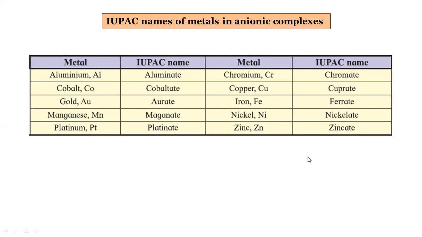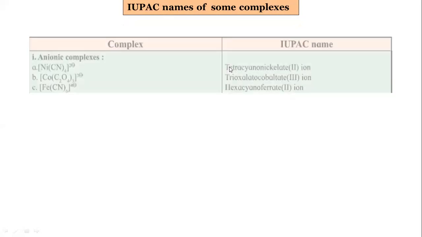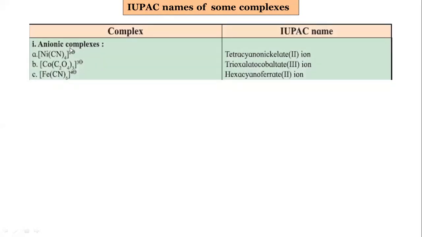Zinc, zincate. So this care we have to take when we are giving the names of the metals. Now I'm coming to the next part, that is IUPAC names of some complexes. We will start the nomenclature system. See, this is one anionic complex. Why is this anionic? Because the negative charge is already there. So according to the IUPAC nomenclature system of coordination compounds, we have to give the name of the ligand first.